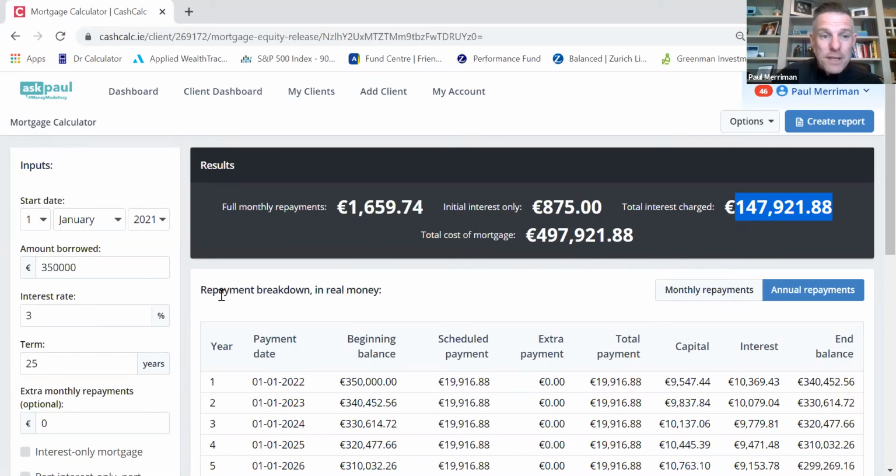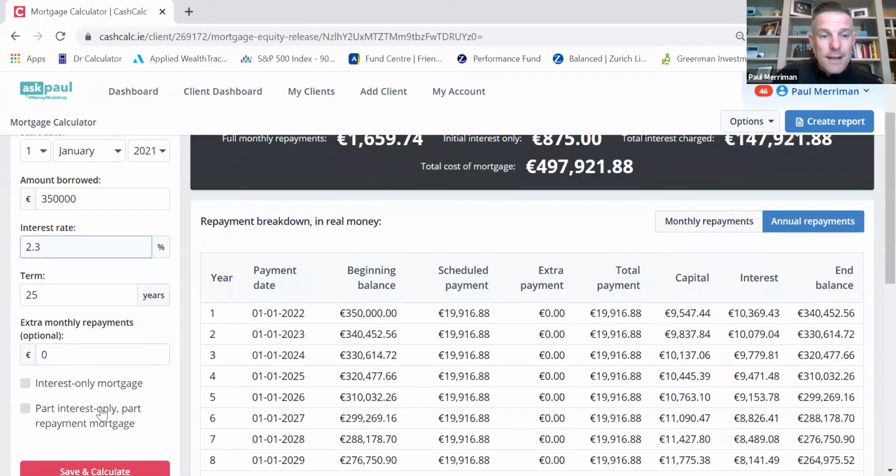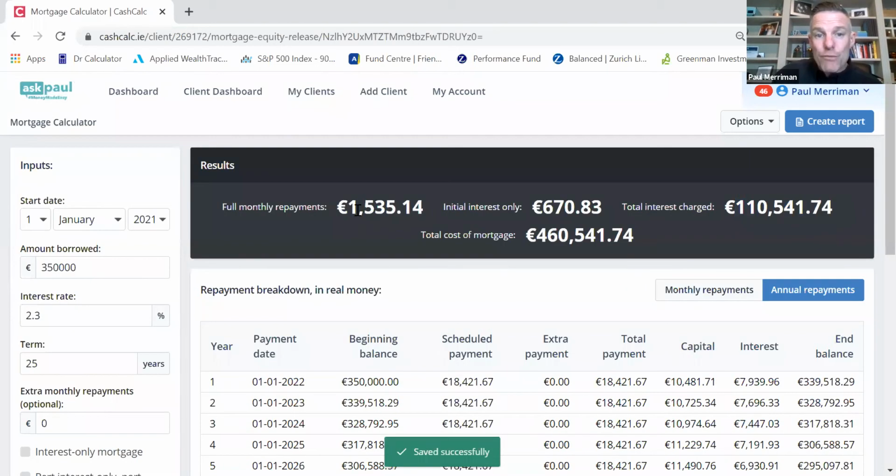Now, if we do this also, look, the interest rate is 3%. There's a very good 2.3% fixed rate out there. It's excellent. Let's have a look at the figures. Let's click save and calculate, and now my repayment is only 50 and 35, so save about 100 quid in the repayment on a monthly basis.